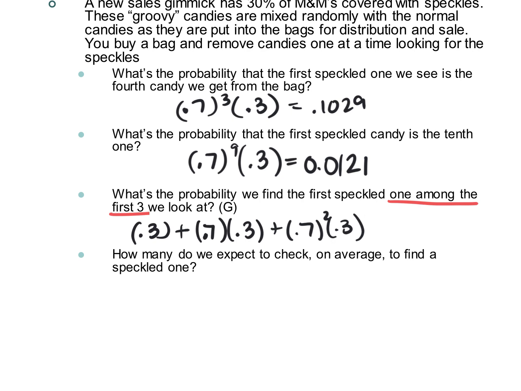So that word among means we're going to actually add up that it's either the first candy or the second candy or the third candy. And we're still talking about it being the first one being on that one attempt. So let's add that up. 0.3 plus 0.7 times 0.3 plus 0.7 squared times 0.3. I got 0.657. Is that what you got? Okay.